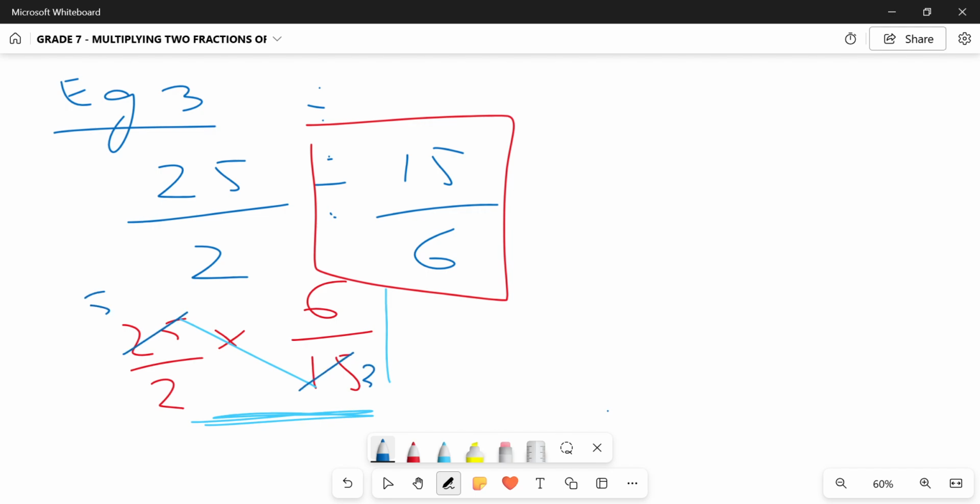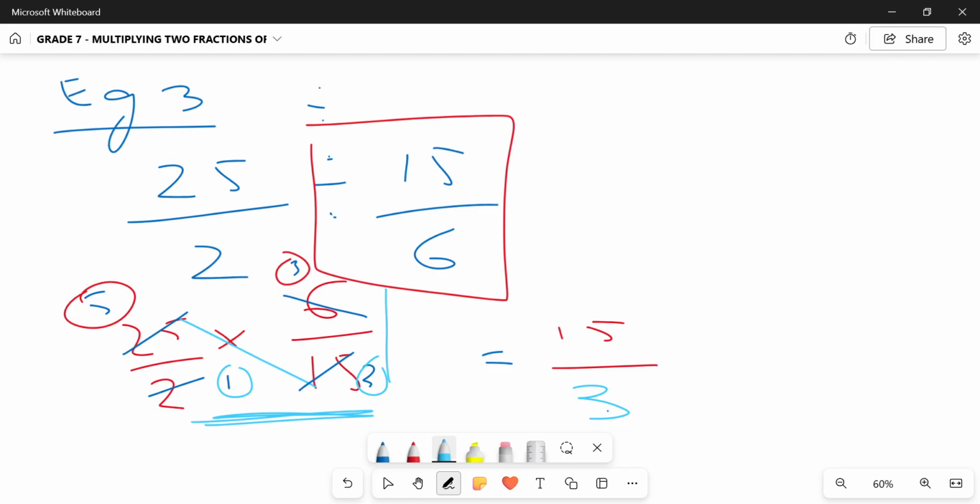Let's check the other pair. 3 and 6 are also divisible by the 3 times table, and 2 and 6 are also divisible by 2. So it's up to you: either you can cancel vertically 6 or 3, or diagonally 2 or 6. I am cancelling diagonally, 2 times 1 and 2 times 3. So here we are left with 5 and 3. 5 times 3 gives me 15 over, and here we are left with 1 and 3. So 1 times 3 gives me 3.